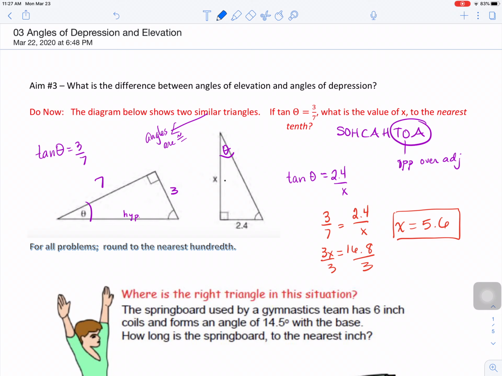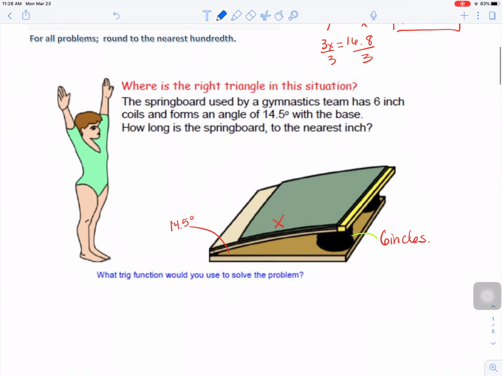So you can use the tangent of theta on the triangle on the right is 2.4/x. So then look at my red proportional relationship here. Tangents of theta are equal to each other, so 3/7 equals 2.4/x. So I finished it. You should get 5.6. Please pause the video and just work through that for a second, just to be sure you understand that. Okay? All right, welcome back.